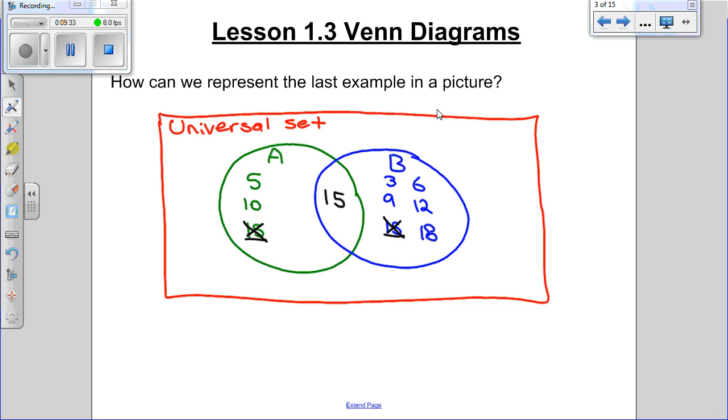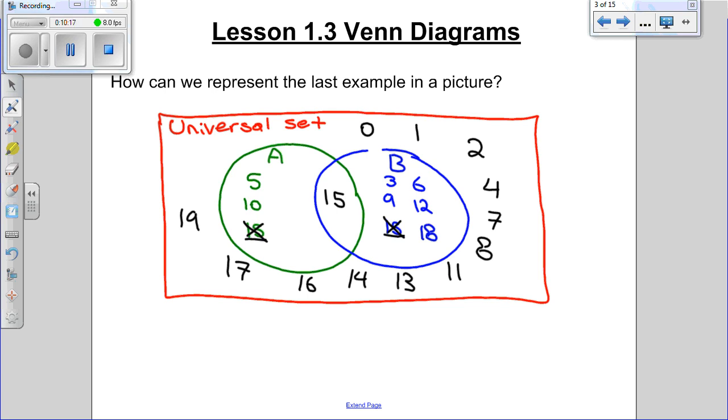So numbers we missed: 0, 1, 2, 4, 7, 8, 11, 13, 14, 16, 17, and 19. You don't need to put commas on it. Those are things that were still in the universal set, but they weren't in either of our subsets, A or B.